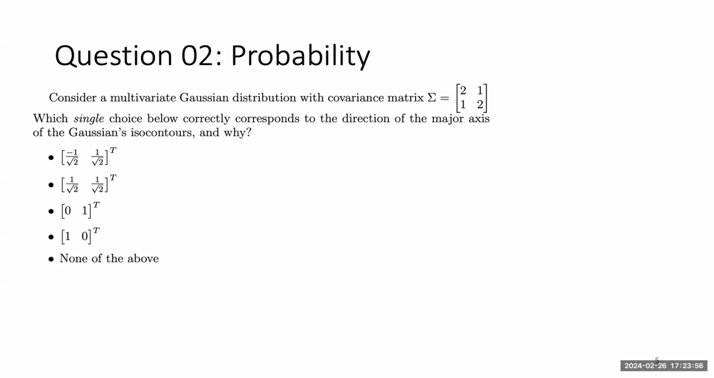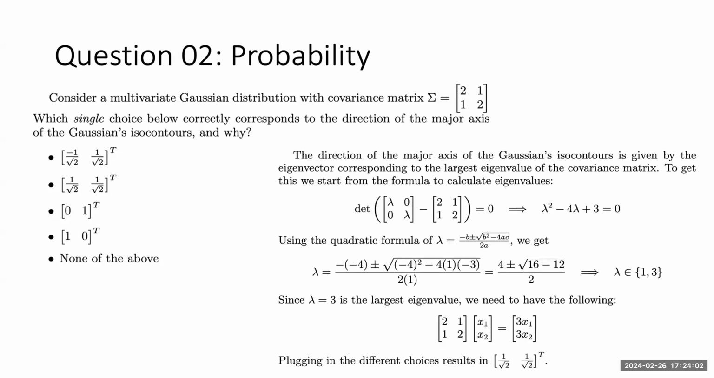Anyway, maybe we should get into the solution here. All right. So here's what we have. Mathematically, the direction of the major axis of the isocontour will be given by the eigenvector that corresponds to the largest eigenvalue of the covariance matrix.